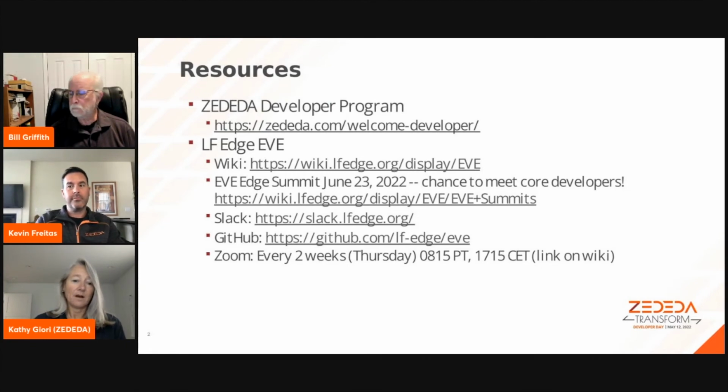And then under LF Edge, we have, of course, the wiki. We have an Eve Summit coming up June 23rd in Berlin. All the code is available on GitHub under the Eve project. There's a docs directory that has a wealth of awesome information. We have Zoom live conversations every 2 weeks. We had one this morning, in fact, before this Transform event. And there's a Slack channel, lfedge.slack.org, that's another great way to talk to us, direct message, anything you want there.